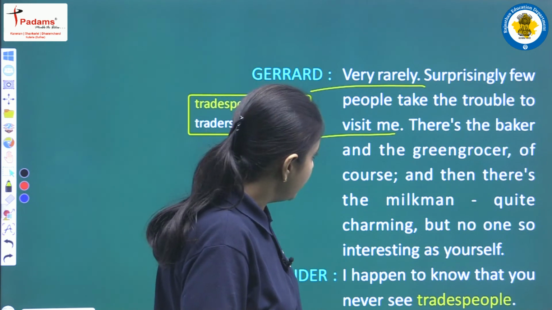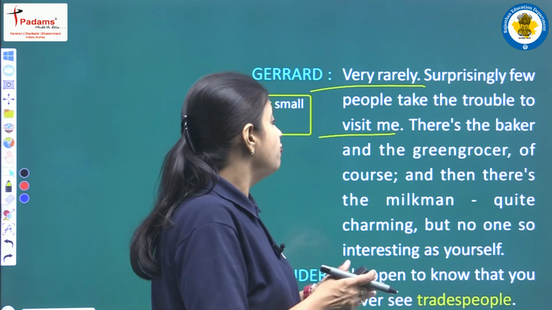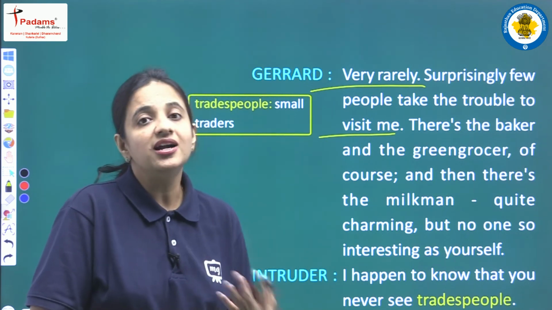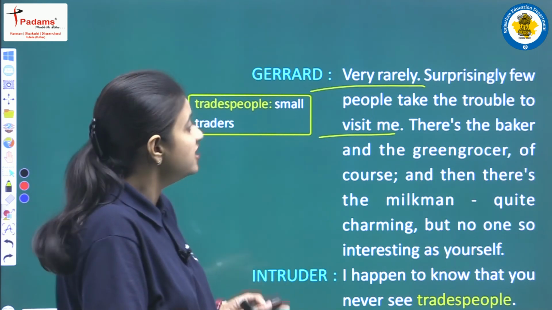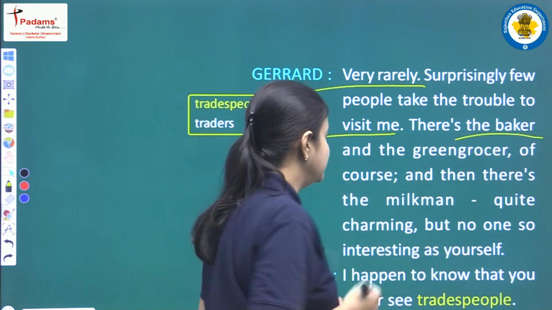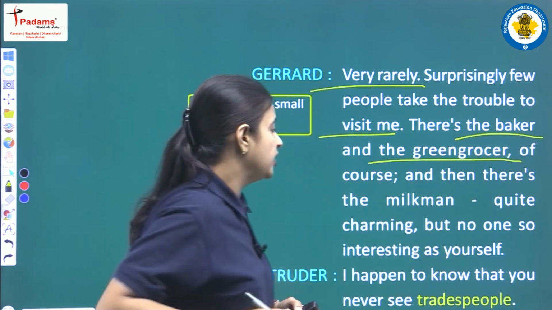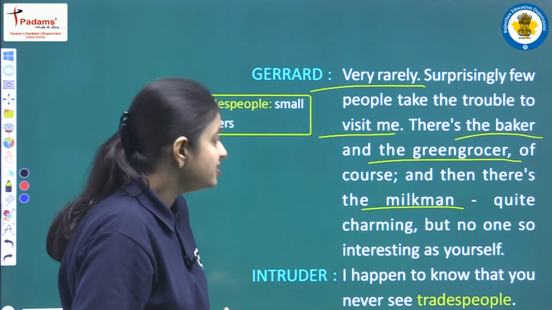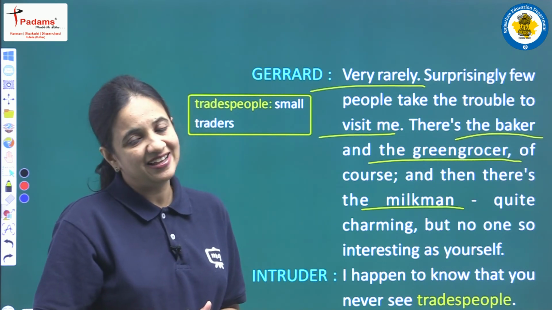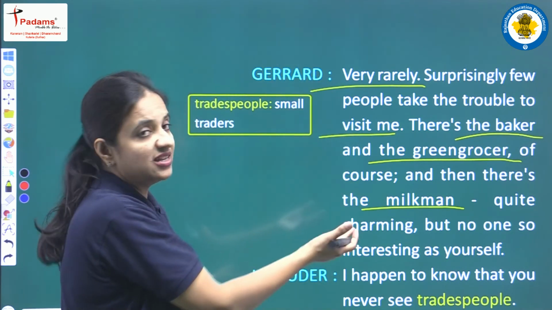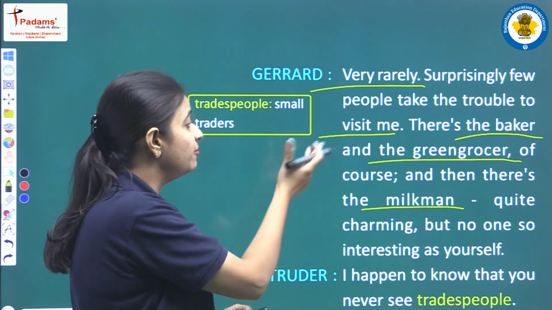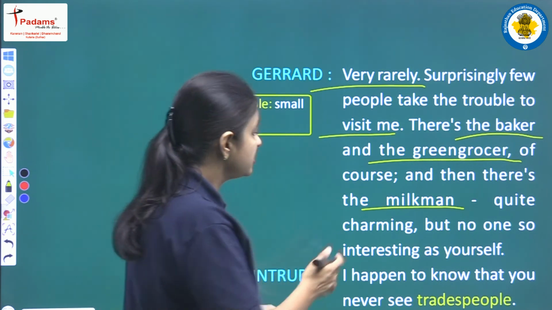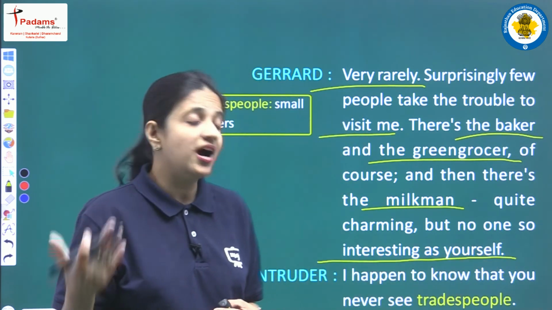There is the baker and the greengrocer, of course, and then there is the milkman. Now he is giving some of the names of the people who come to his cottage. He is saying that first of all there is a baker and a greengrocer, and then there is the milkman, quite charming but no one so interesting as yourself. Next Gerald is saying that these are some of the people who come here, but none of them is as interesting as you are.